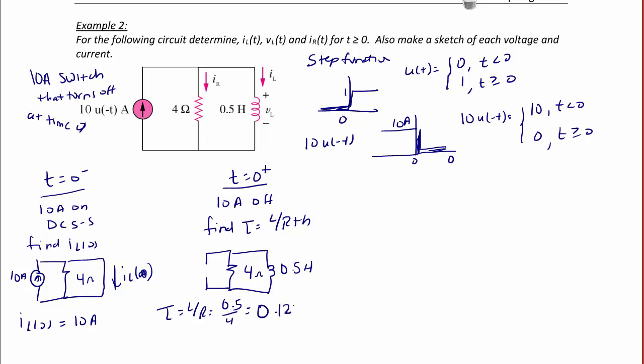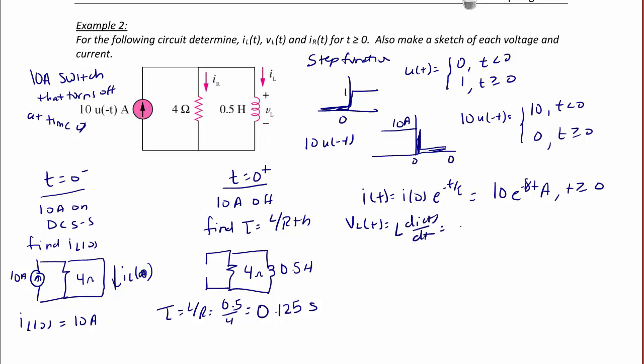So I of t is equal to I of 0 e to the negative t over tau, or 10 e to the negative 8t amps, and that's for t greater than or equal to 0. The voltage across the inductor, VL of t, is L di of t dt, or 0.5 times negative 80 e to the minus 8t, which is equal to negative 40 e to the minus 8t volts.